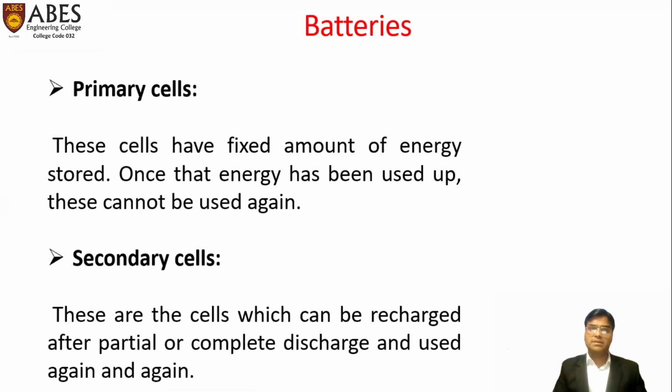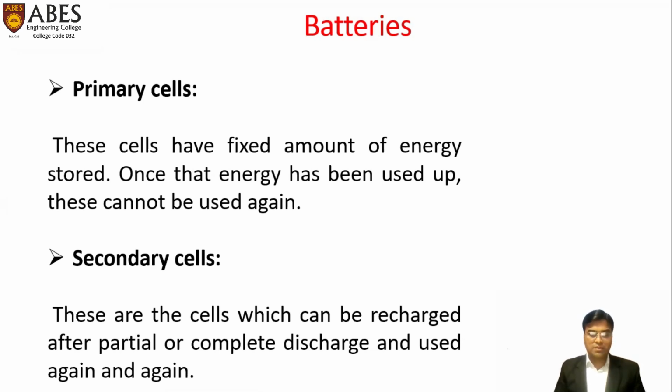Primary cells are the cells which have a fixed amount of energy stored in them. Once that energy is used, they become dead, they become exhausted, and they cannot be recharged. In other words, the chemical reactions happen only once in them, and only one continuous or intermittent discharge can be obtained from them. Examples of these cells are dry cells or Leclanché cells.